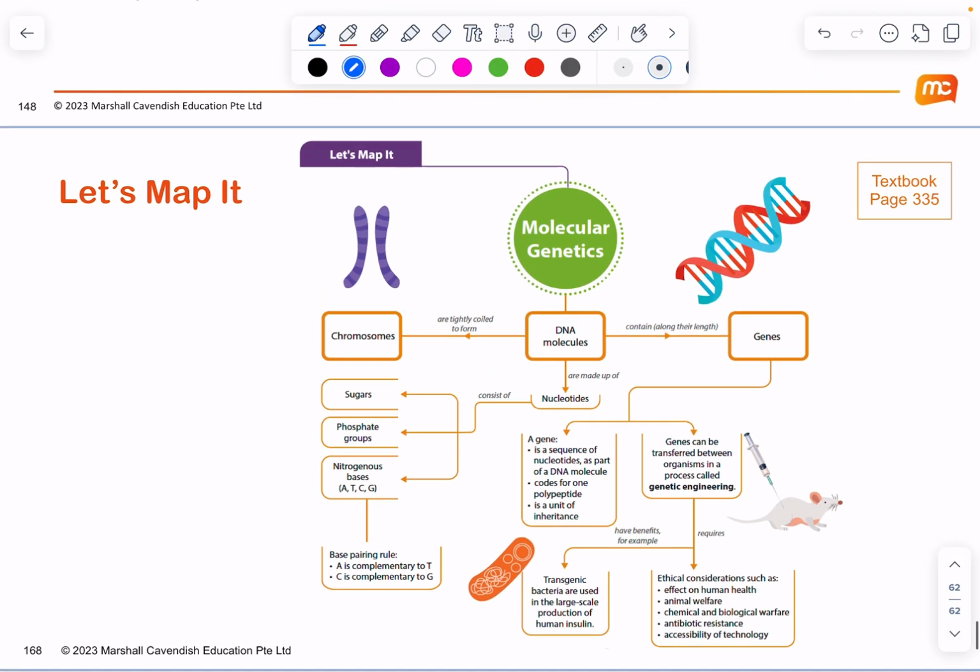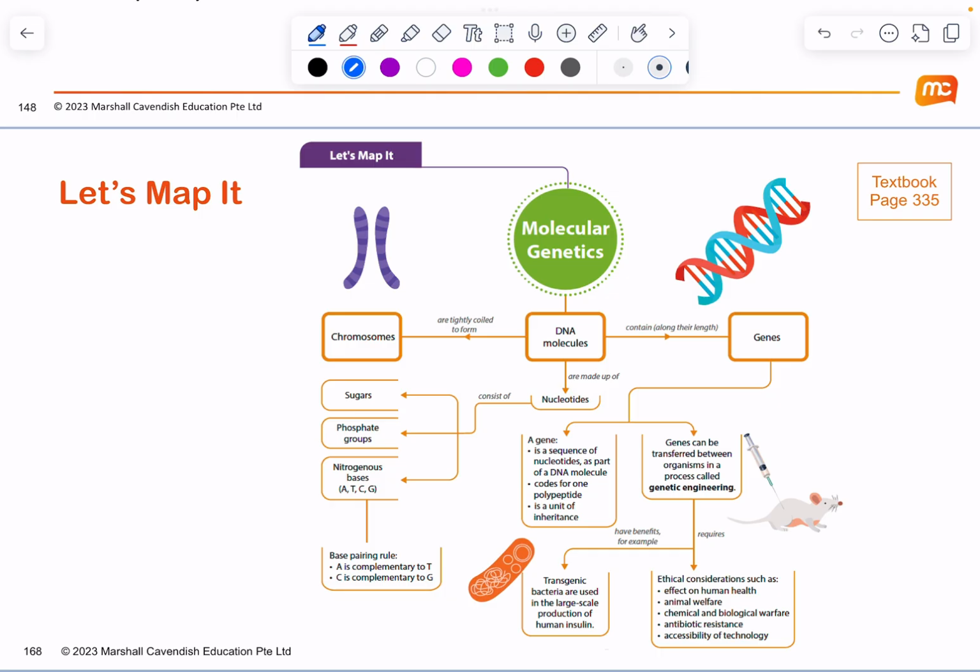And in summary, this is what we have gone through. So that's all for this chapter, and then you can just revise your notes and so on.